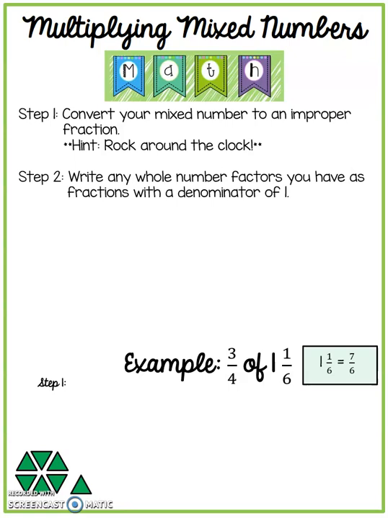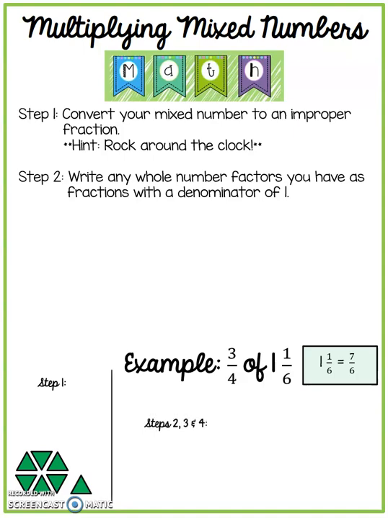So next, I need to look at my second factor. My second factor could be a fraction or it could be a whole number. If it's a whole number, I would rewrite it as a fraction with a denominator of 1. In this case, since I have the fraction 3/4, I don't have to worry about that.